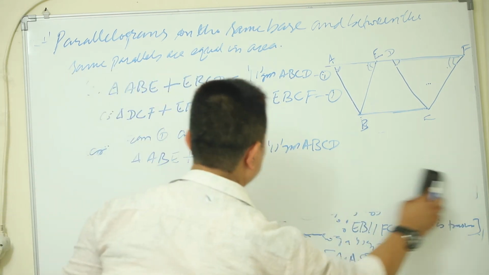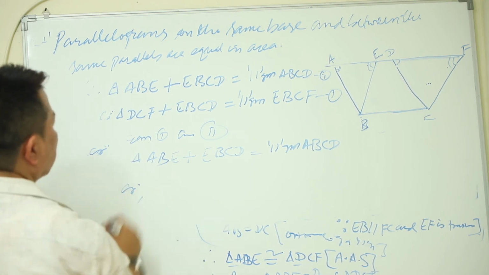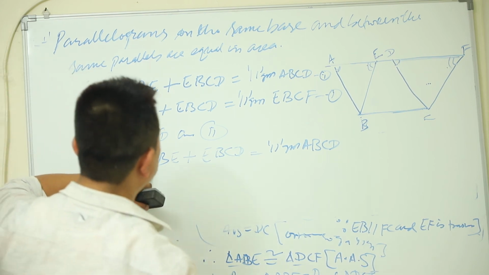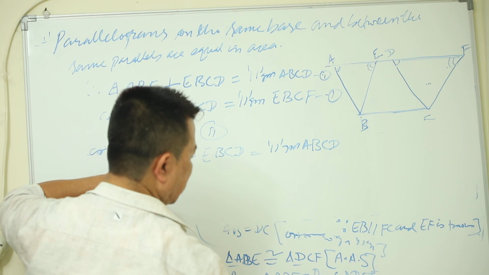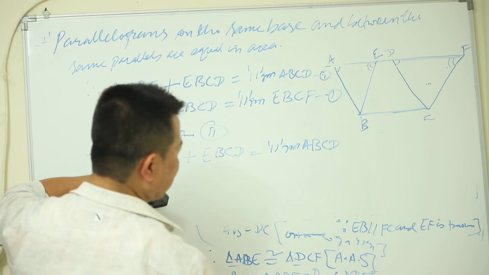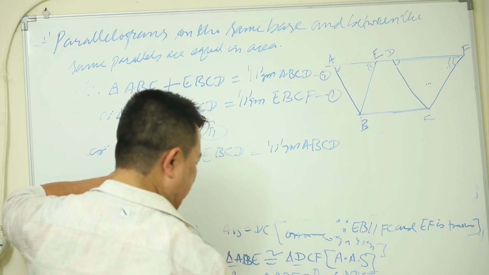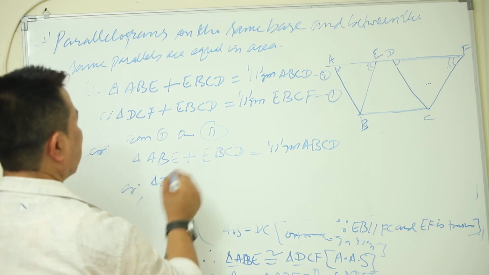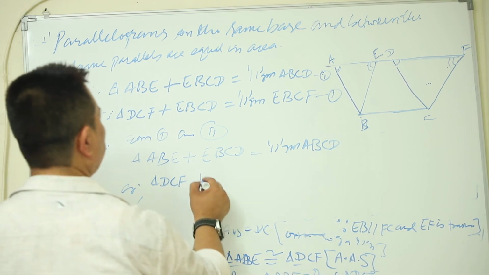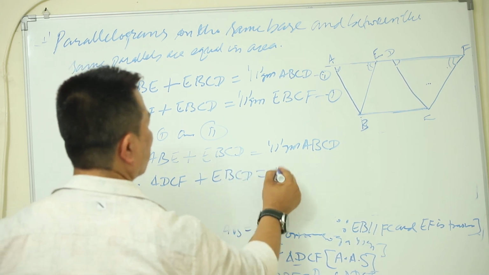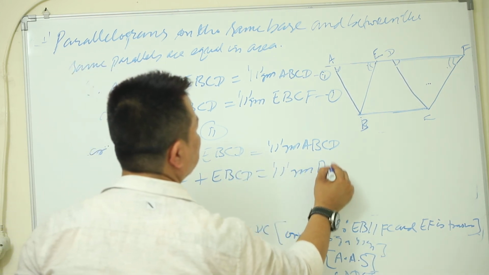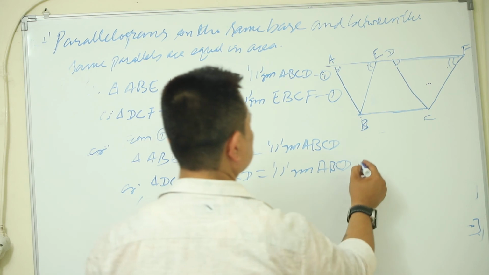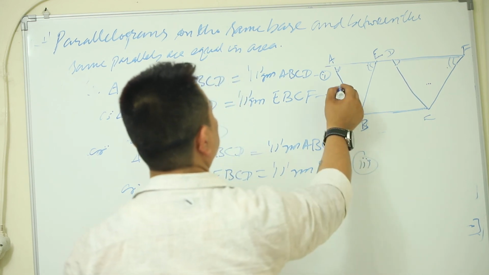Now, in place of triangle ABE, what can you write? We have proved that triangle ABE is equal to triangle DCF. So in place of triangle ABE, you can write triangle DCF, because it is already proved. So plus EBCD, which remains the same, is equal to parallelogram ABCD. This is equation number 3.